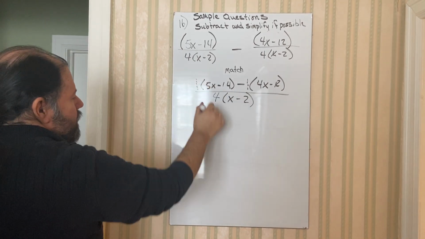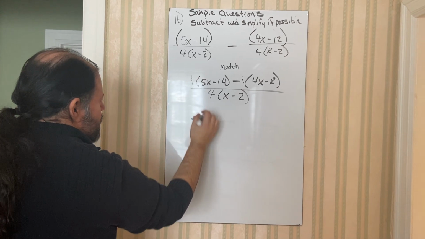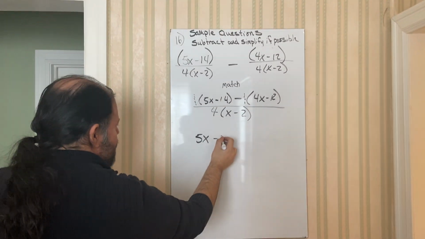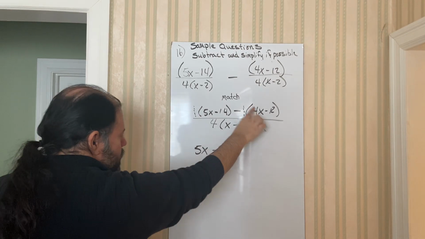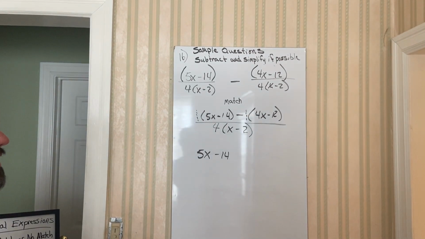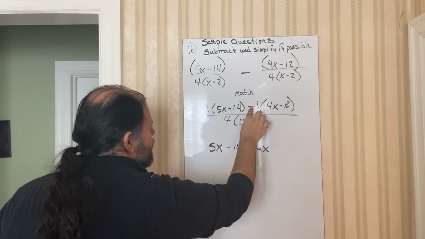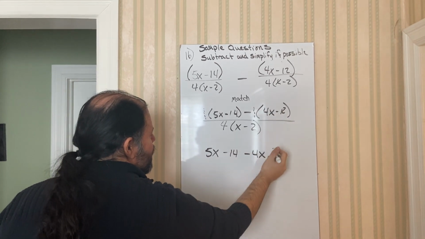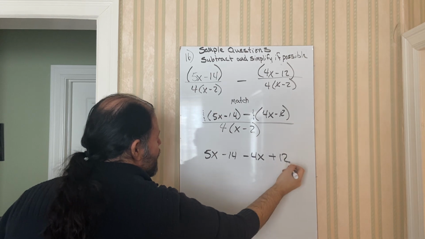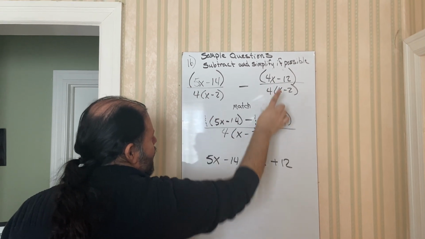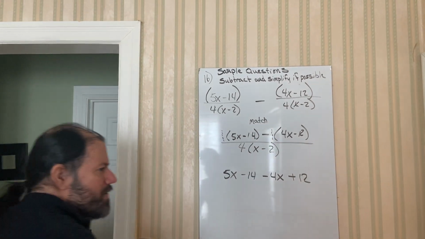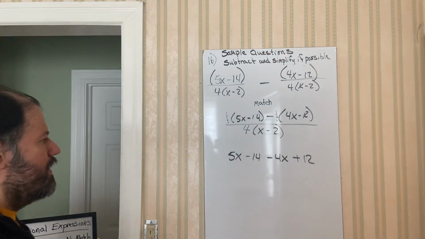So 1 times 5x, and you're going like, well, that didn't change. 1 times negative 14, that didn't change. But when you distribute this negative 1 out, negative 1 times 4x is negative 4x. Negative 1 times negative 12 is positive 12. See how you would not have gotten the positive 12 if you didn't use parentheses and distribute that negative 1 out.